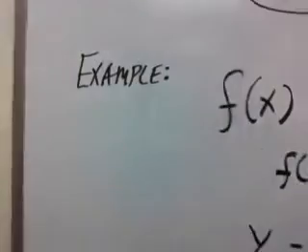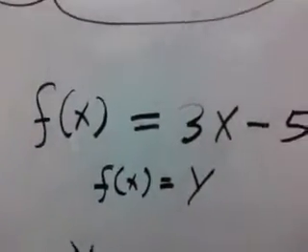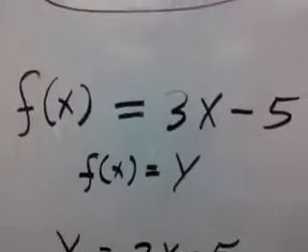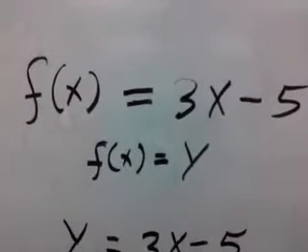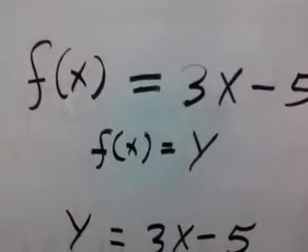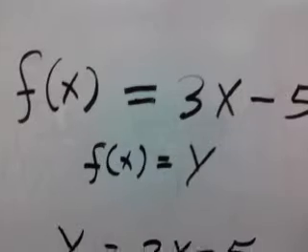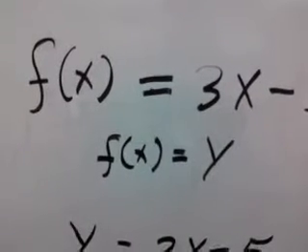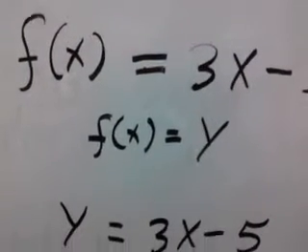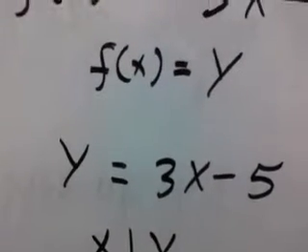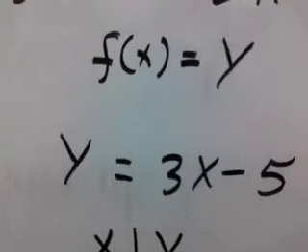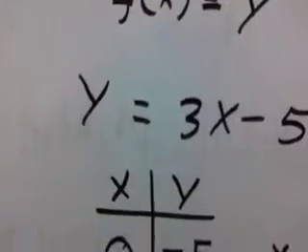Suppose we want to graph this function, f of x equals 3x minus 5. First of all, we recall that f of x is the same as y. So that means that we can write this function as y equals 3x minus 5. Once we do that, we can make a solution table.